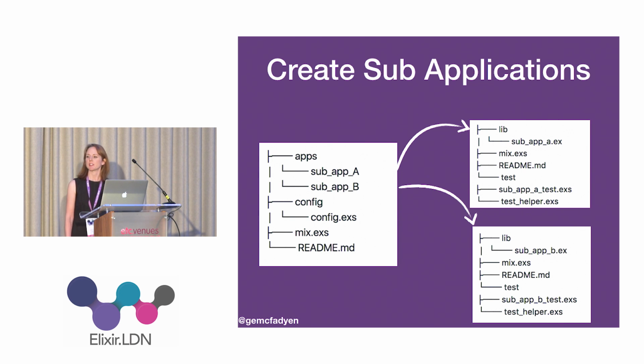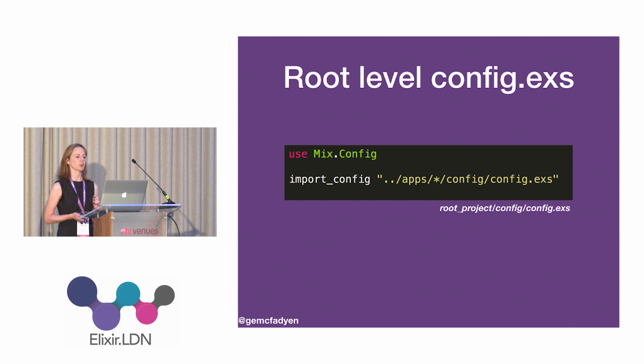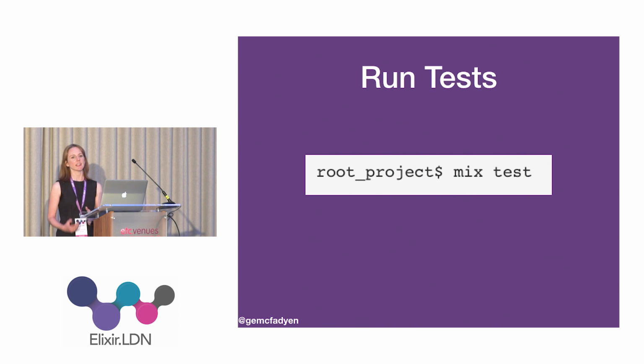And if we drill into those sub-applications, it'll be a very familiar structure because they're just ordinary Elixir projects. The one difference is that Mix is clever enough to know that you've generated the project in the apps folder, so it knows it's part of an umbrella. And as such, if we look at the Mix files for the sub-projects, the build path, the config path, and so on point upwards to the root of the project. And similarly, if we go back to the root of the project and look at the config, it's going to aggregate all of the config for all of the sub-applications.